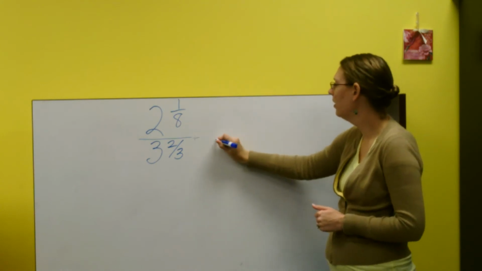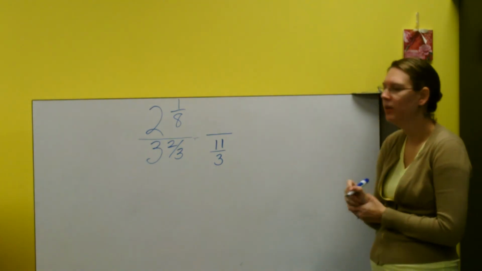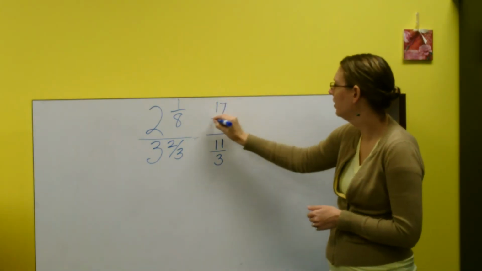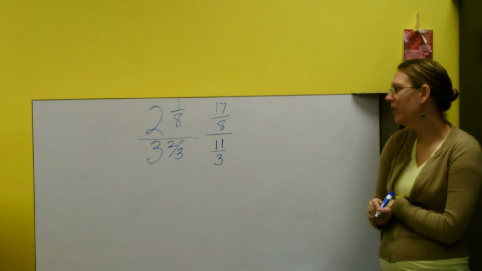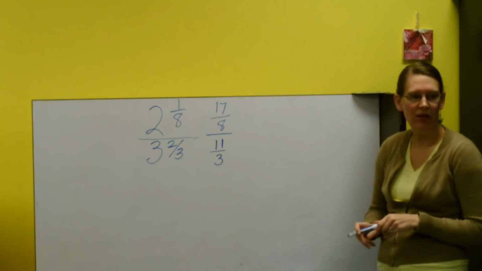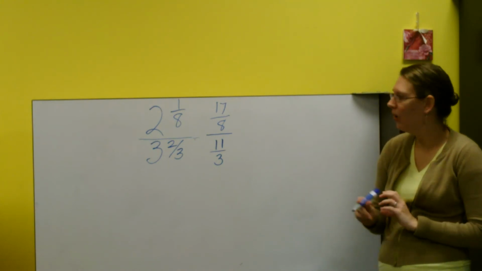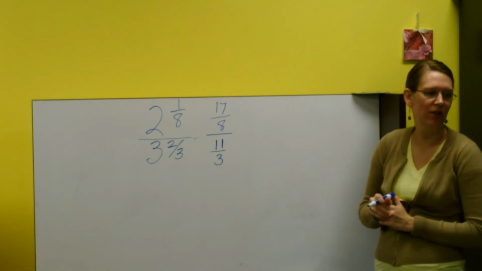Nice. Okay, good. What do you want to do next? 17 over 8. Beautiful. Now Jamaica, how am I going to write this so that we can actually do the math and make it look a little easier? Our goal is to actually divide and put this into its simplest form.